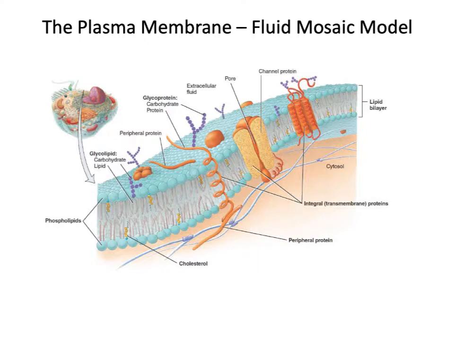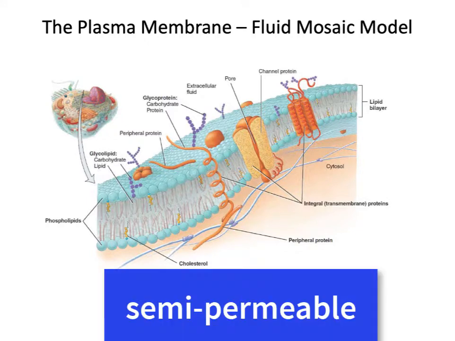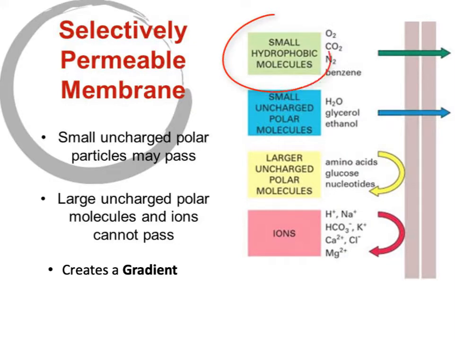The layout of the plasma membrane means that some molecules can pass easily through the plasma membrane, while other molecules cannot. We call this characteristic semi-permeable. Small, nonpolar, hydrophobic molecules are quite comfortable passing through that hydrophobic core of the inner membrane. Examples of this are oxygen, carbon dioxide, and nitrogen. These are all nonpolar, uncharged, small molecules.